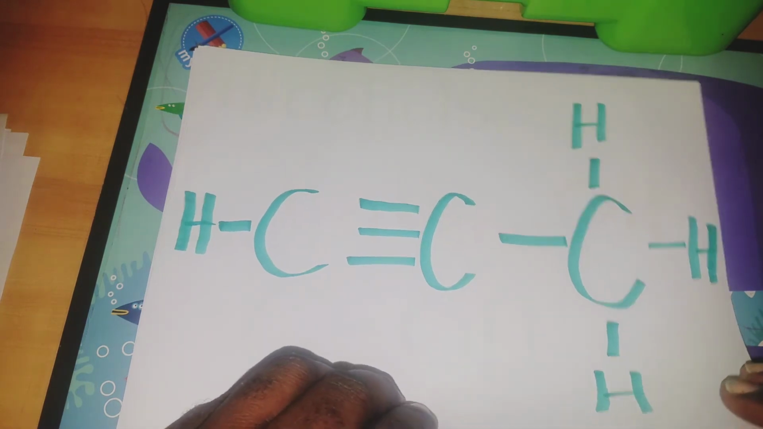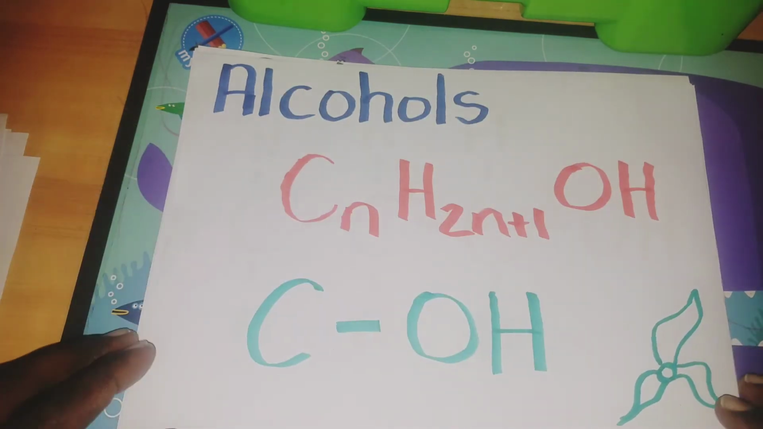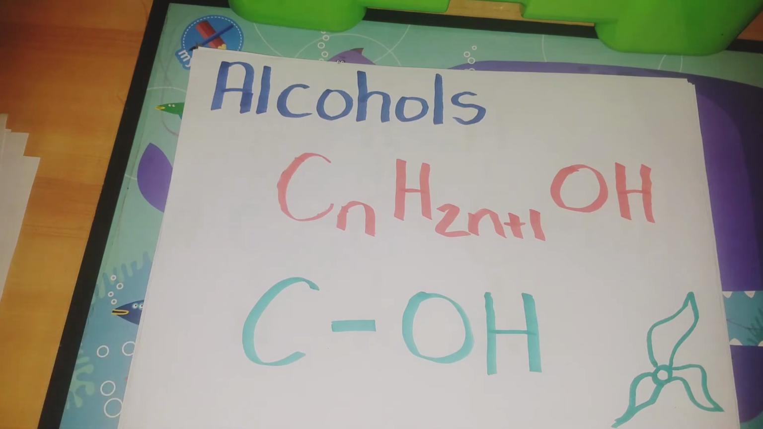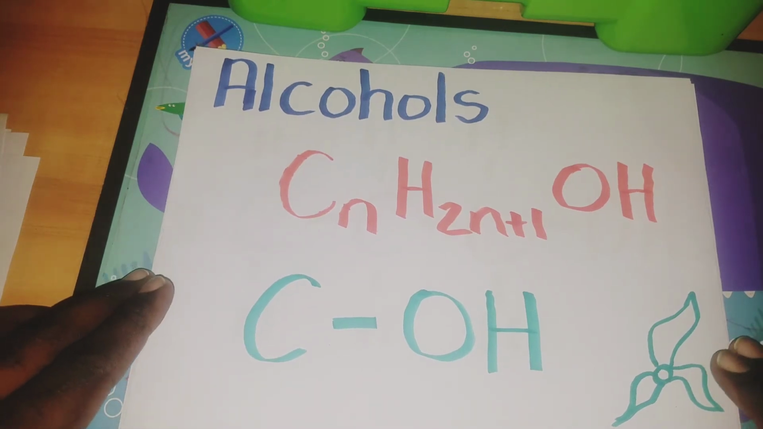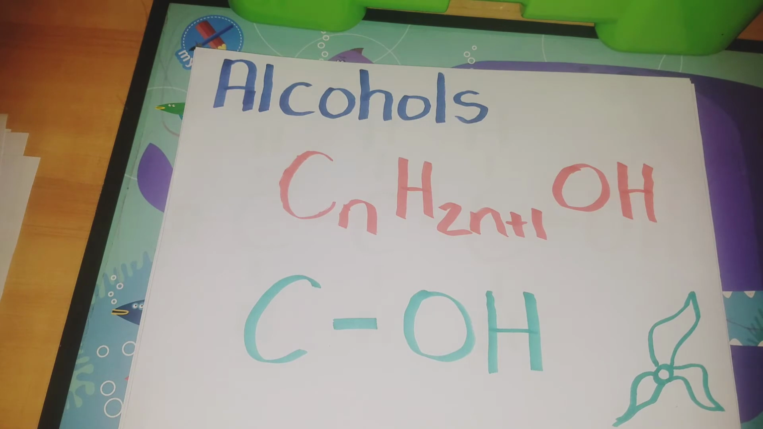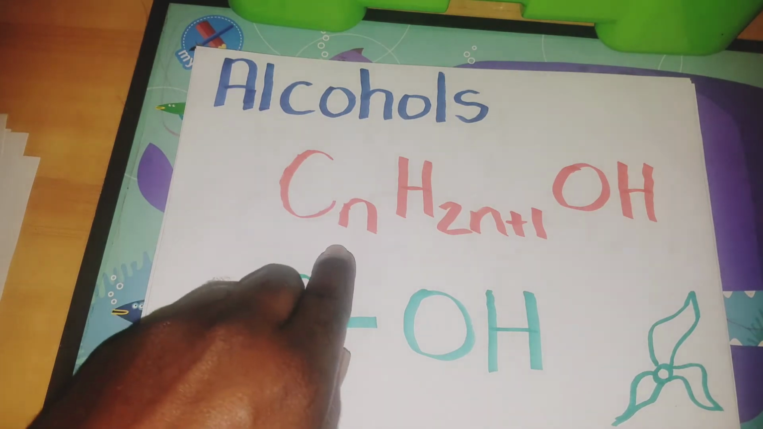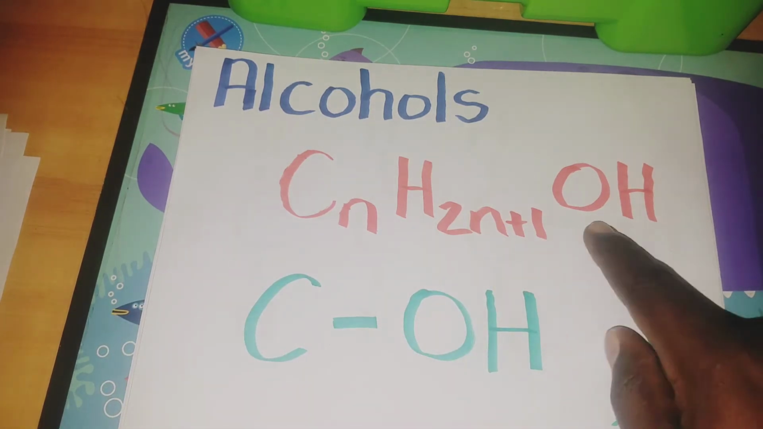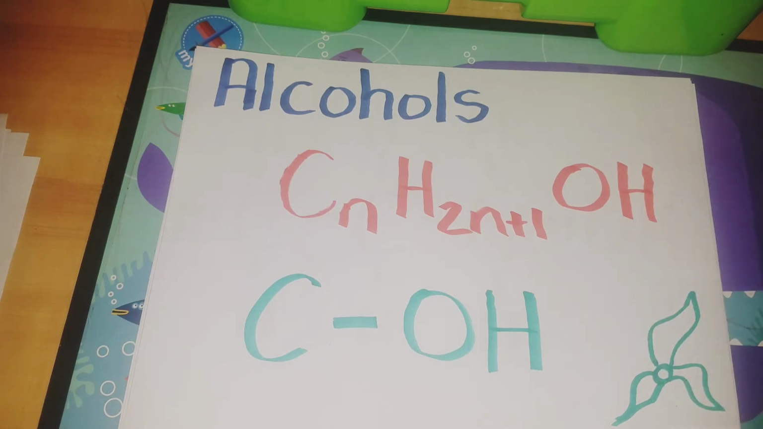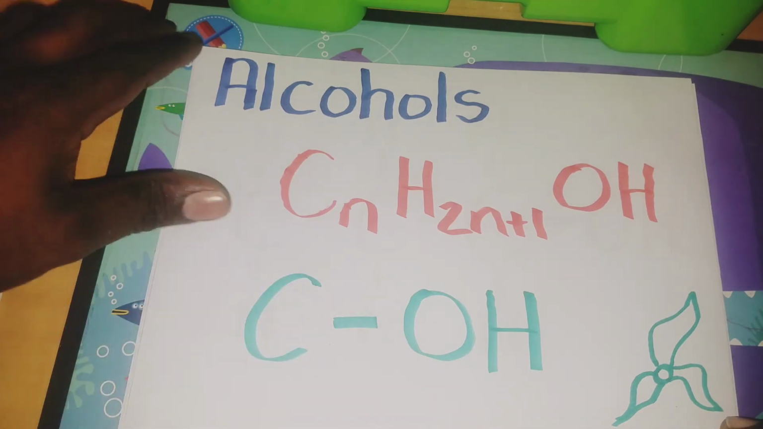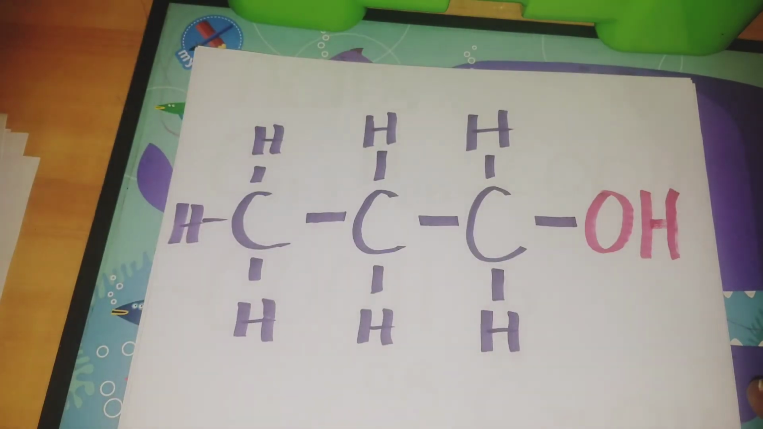Now, the next class of organic compounds are the alcohols. I know some people get very excited when they hear alcohols because they know that they will be consuming it shortly. All right, so now here we have the alcohols. The general formula of alcohols is CnH2n+1OH, and the functional group is COH. So this is what we're looking for here: COH. An example of an alcohol is this 3-carbon compound over here.